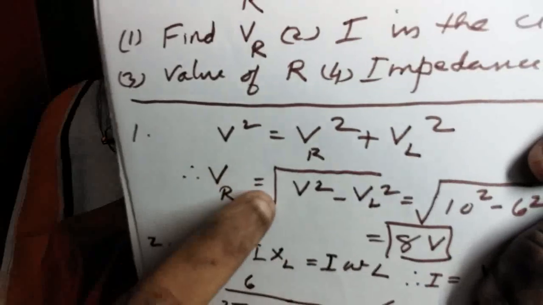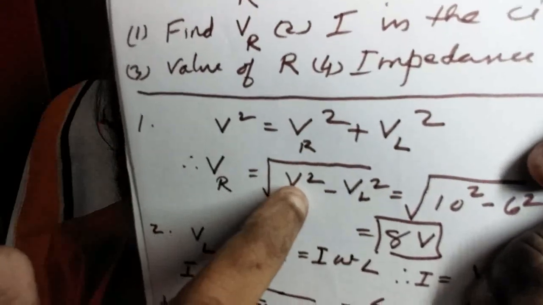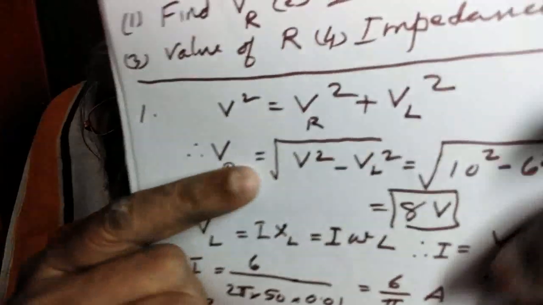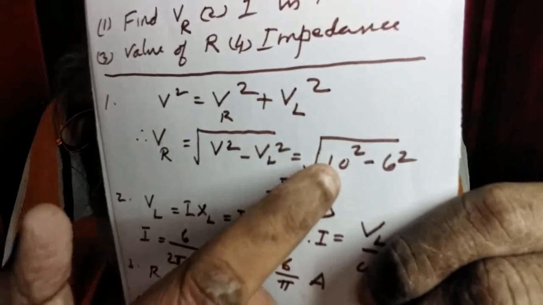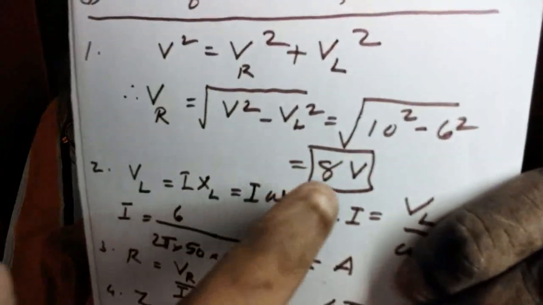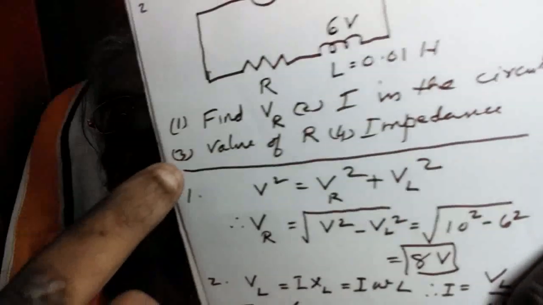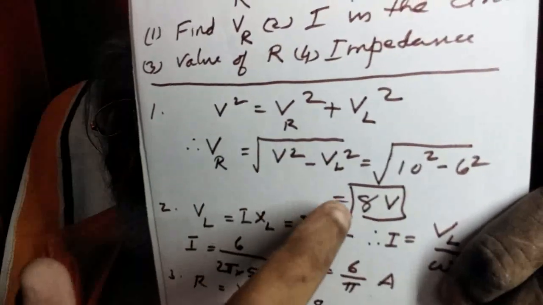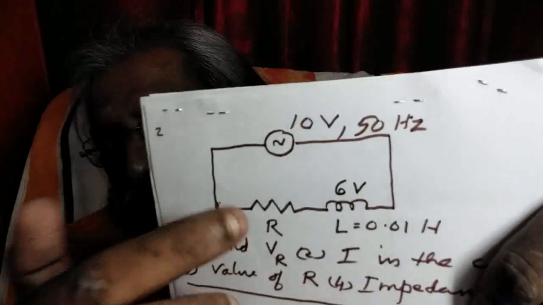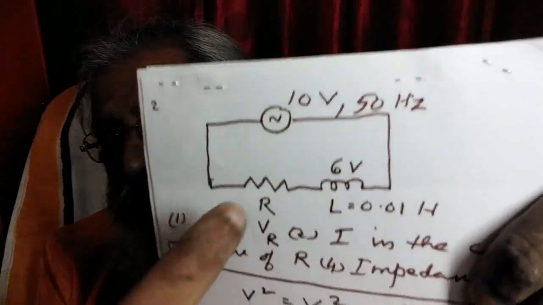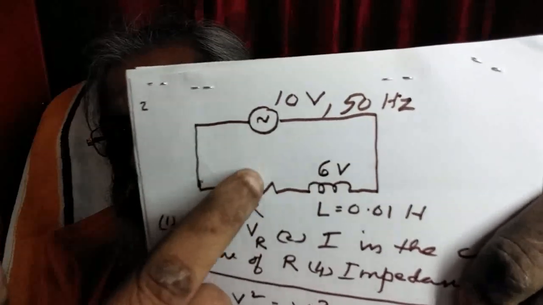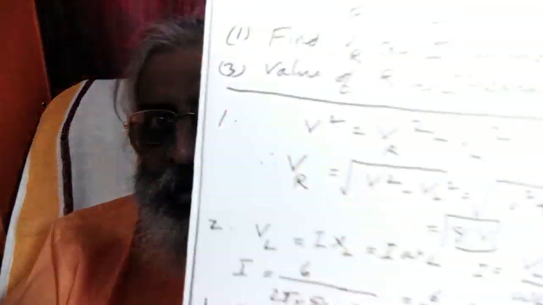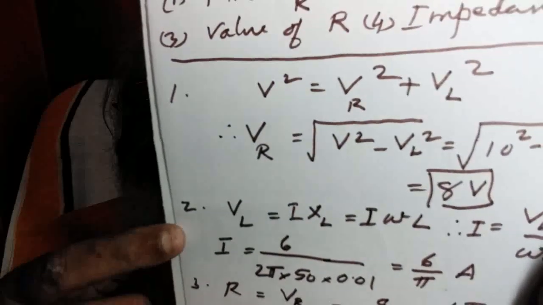So VR equals square root of V square minus VL square. That is square root of 10 square minus 6 square, or 8 volts. That is the first answer to the first question. Voltage across the resistance is 8 volts. Not 10 minus 6, 4. It is 8 volts. 8 square plus 6 square equals 10 square. Pythagoras theorem.